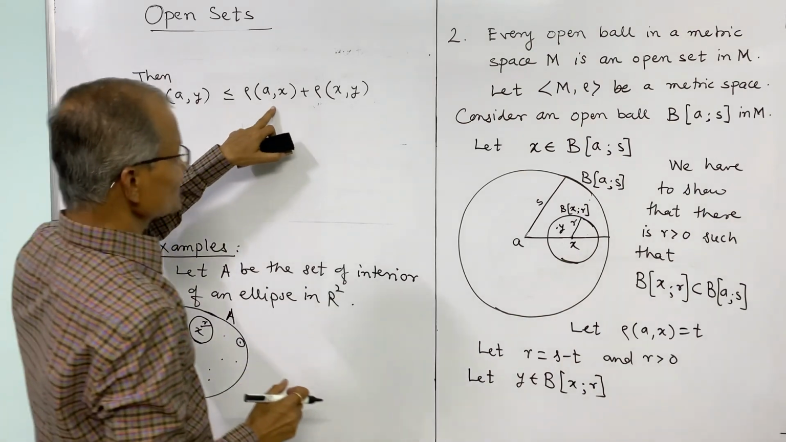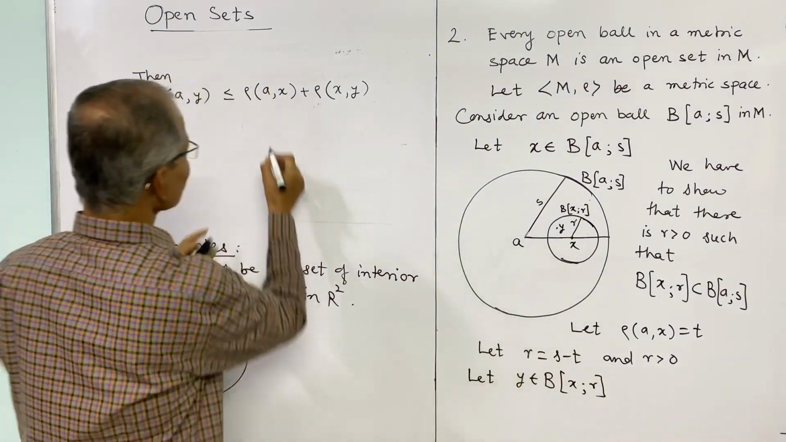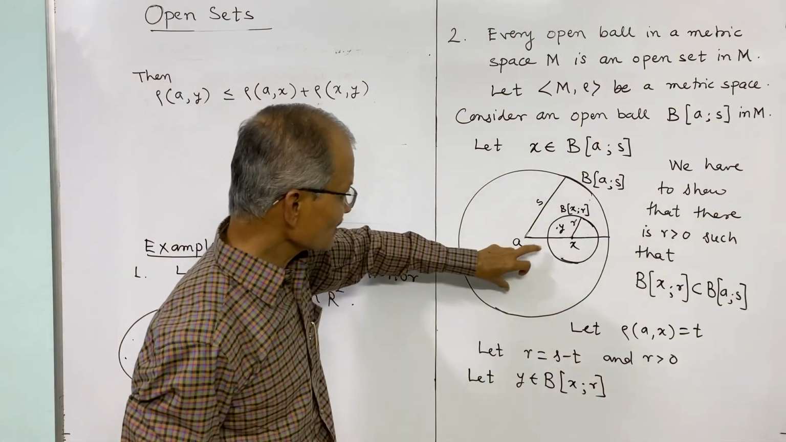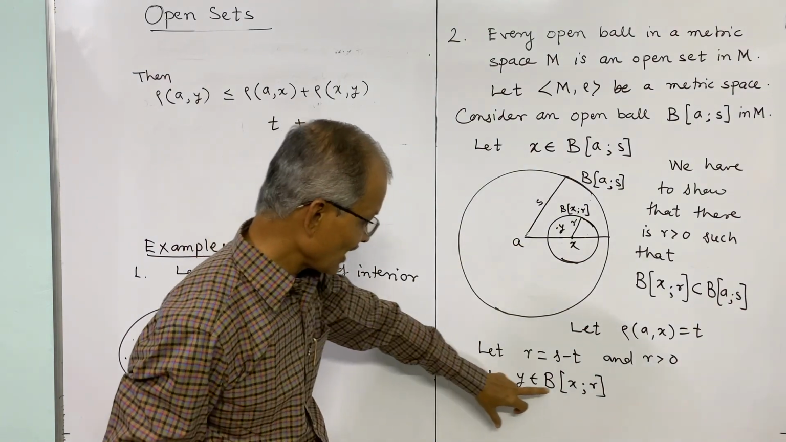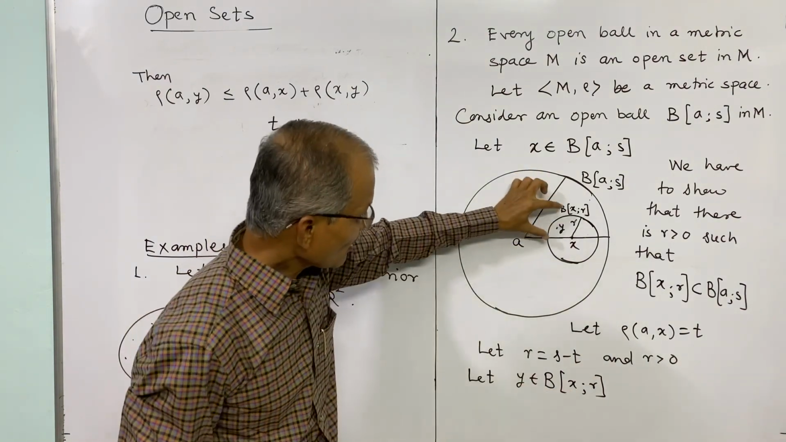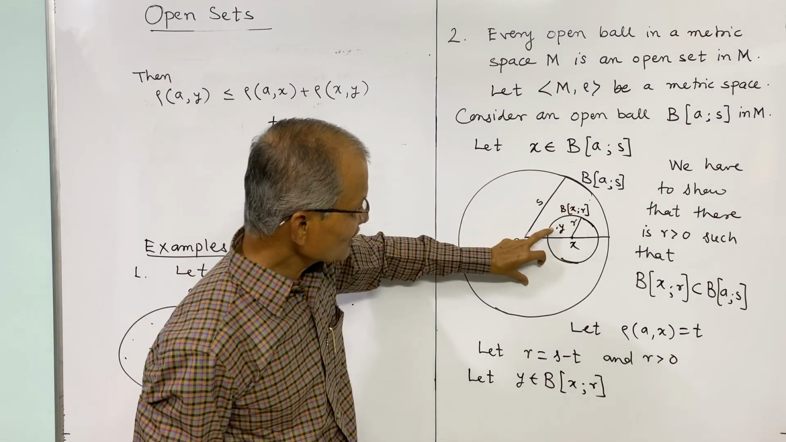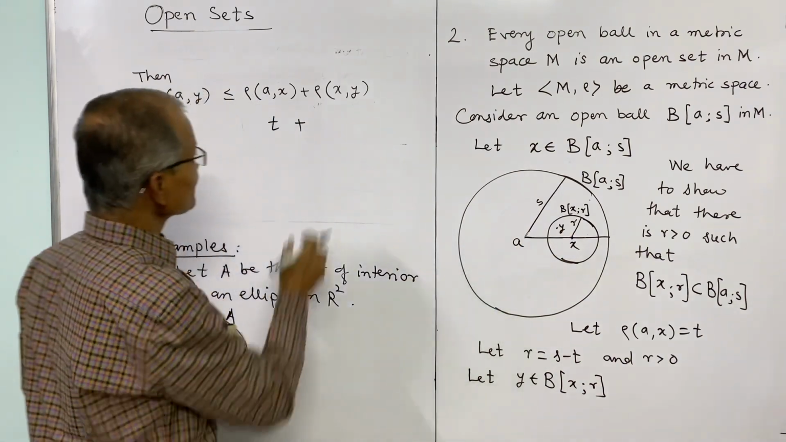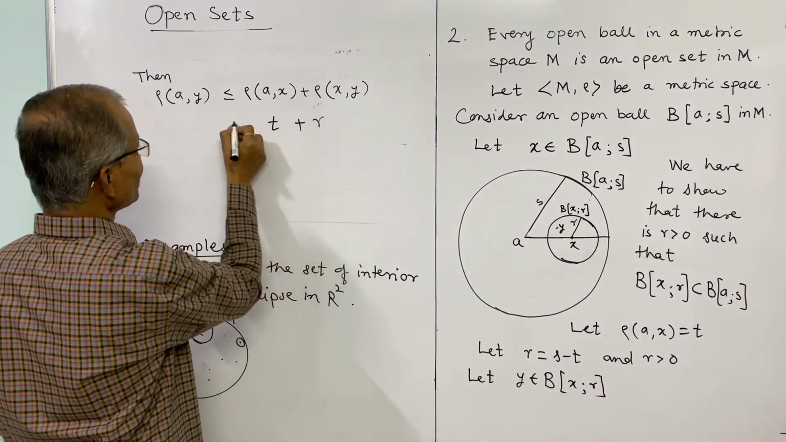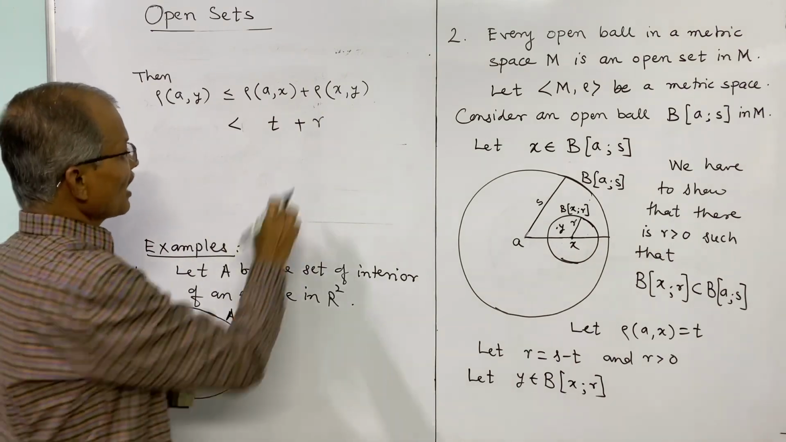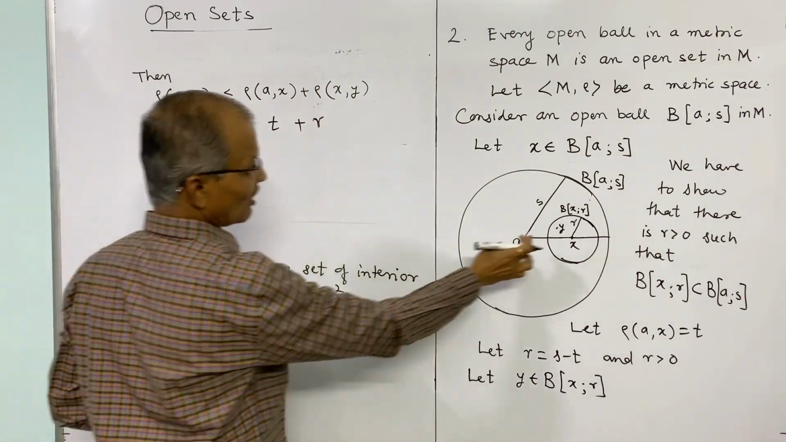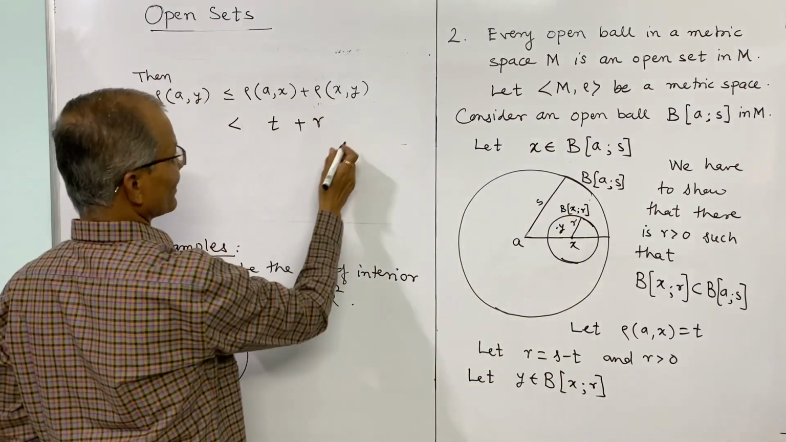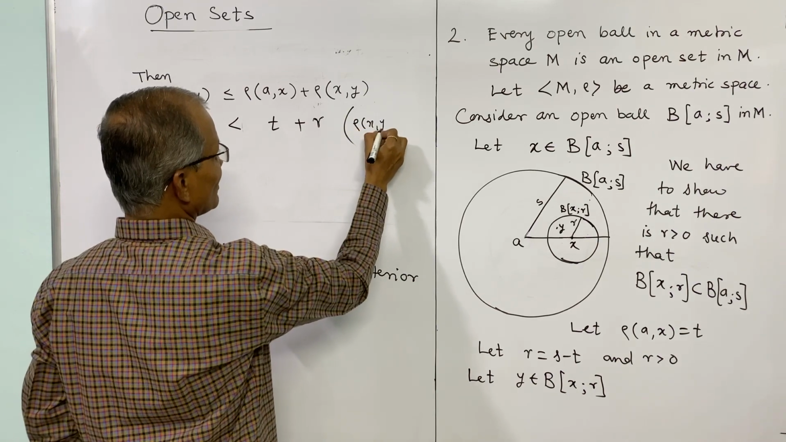And now, what is the distance between a and x? We have considered this as t. And what is the distance between x and y? Because y is inside this open ball B(x, r), the distance between x and y is certainly less than this radius, and therefore this is strictly less than r. So r is the radius of this open ball, and therefore rho of x and y is less than r.